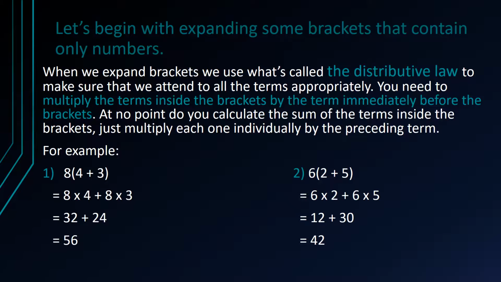In the second example, we've got 6, and then in brackets 2 plus 5. Again, we make sure that we multiply both of the terms inside the brackets by the 6. So 6 times 2 plus 6 times 5. And then we can simplify that down to 12 plus 30, and that gives us 42.